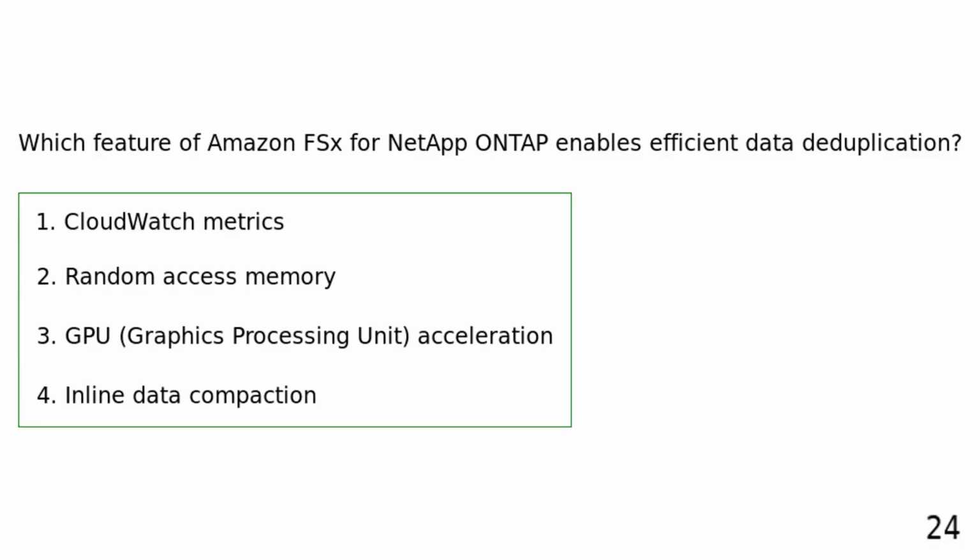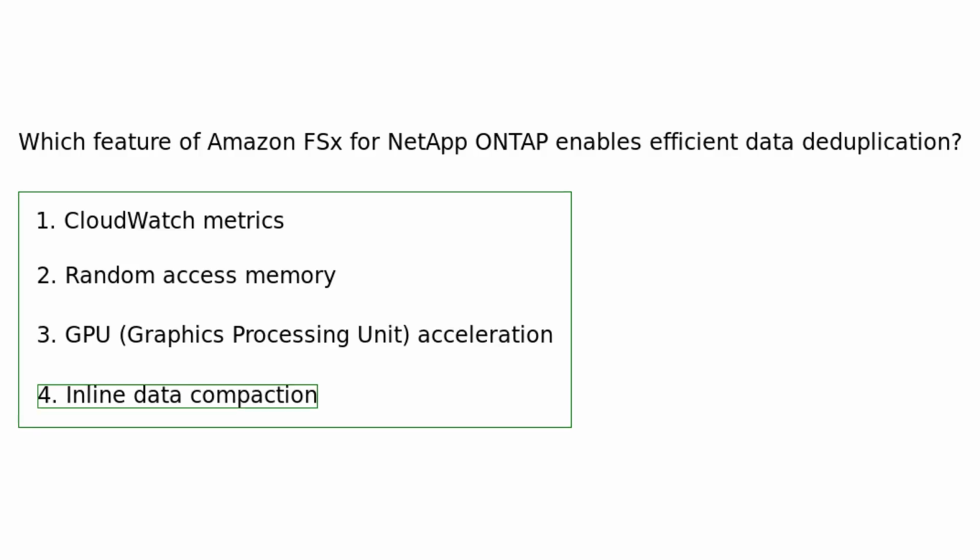Which feature of Amazon FSx for NetApp ONTAP enables efficient data deduplication? CloudWatch metrics, random access memory, GPU acceleration, inline data compaction. Amazon FSx for NetApp ONTAP uses inline data compaction for efficient data deduplication.